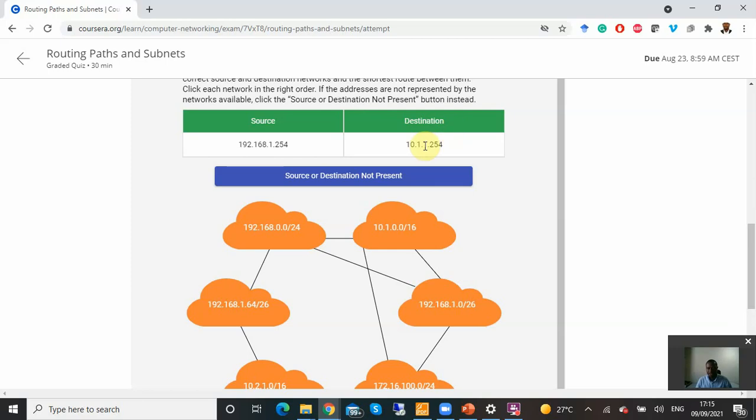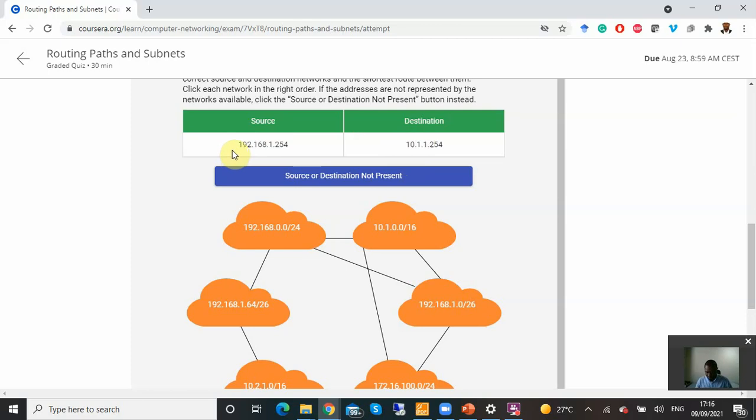Now, to clarify this again, as you can see, the source address is 192.168.1.254. Destination is 10.1.1.254. This 192 belongs to a class C IPv4 address. Remember, we said we should take note of the first octet to classify the network. This is a class C IPv4 address. This is a class A IPv4 address.